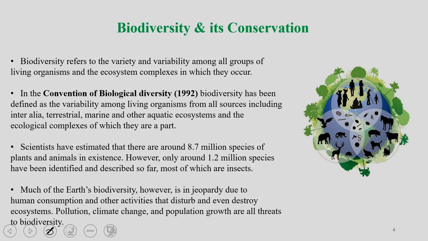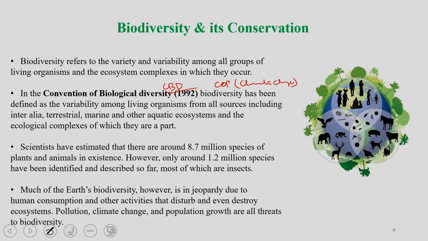Now, biodiversity, you all know, refers to the variety or variability among various groups of living organisms within the ecosystem, and biodiversity basically provides the various kinds of resources for our sustenance. Now, the Convention on Biological Diversity, or CBD as it is popularly known, takes care of this aspect, like the Conference of Parties, which is for the climate change issue. For biodiversity, we have the CBD, which defines it as the variability among living organisms from all sources, including inter alia terrestrial, marine and aquatic systems, you name it.